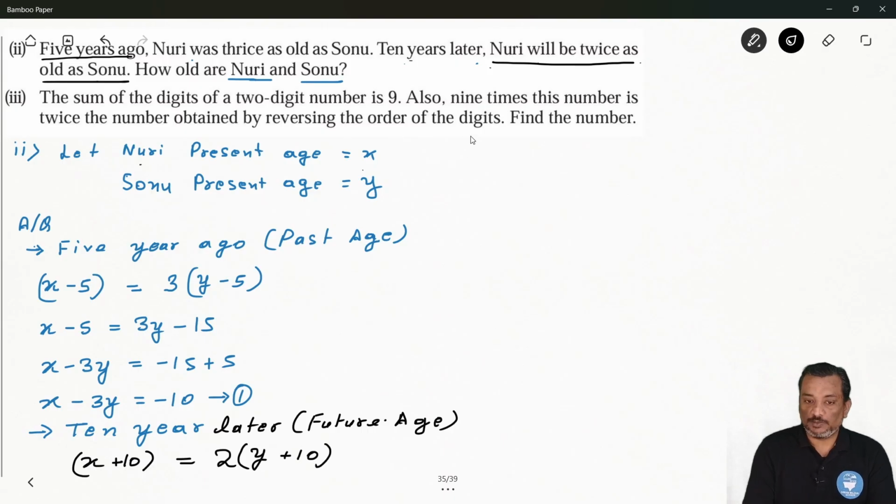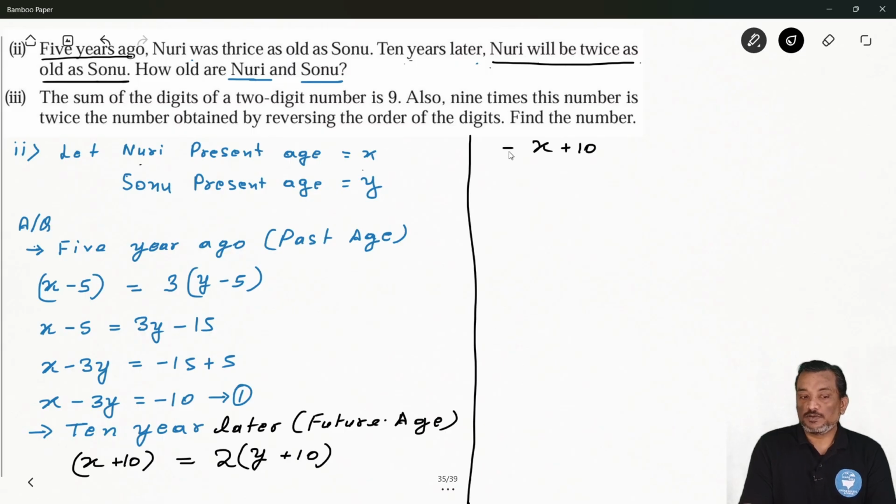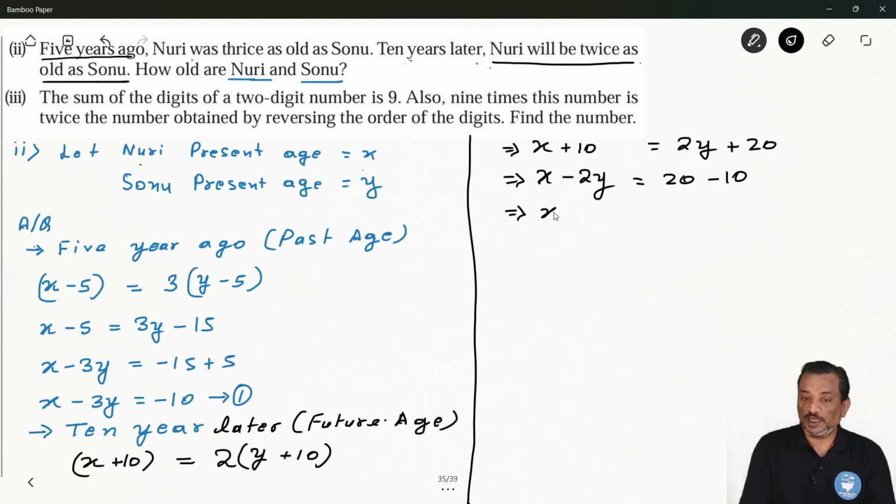ठीक है. तो अब आप इसको भी सॉल्व कर लो. So you can say x plus 10 is equal to 2y plus 20. Okay. Now you can bring all the variables to one side. So x minus 2y, you will get 20 minus 10. So second equation आपका मिल गया, x minus 2y is equal to 10. ठीक है. So this is your second equation.